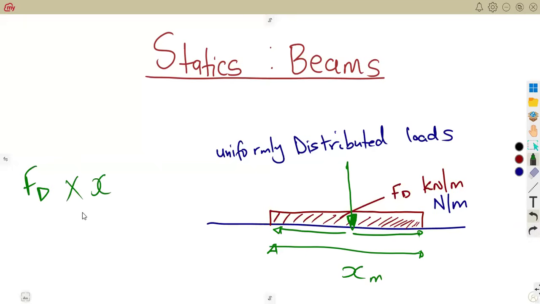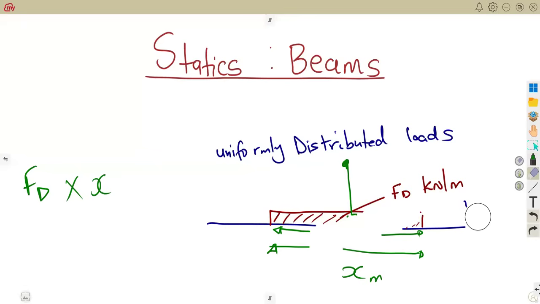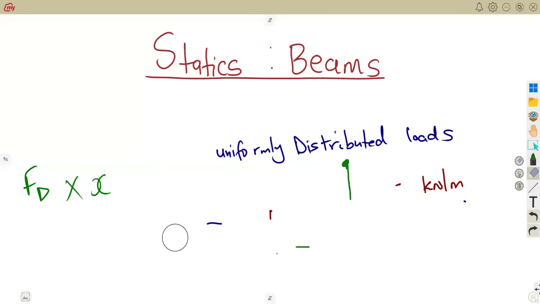So by multiplying this, we are having this part here, okay? Which is taken in between. Now it is acting as what? As a concentrated load when it is like this. So, guys, this is just your recap. What can I say? It's just a recap.